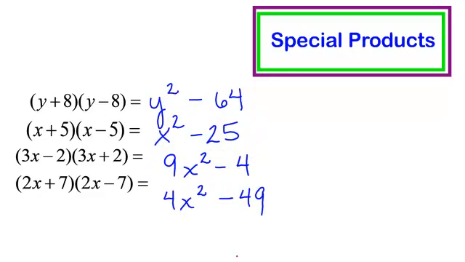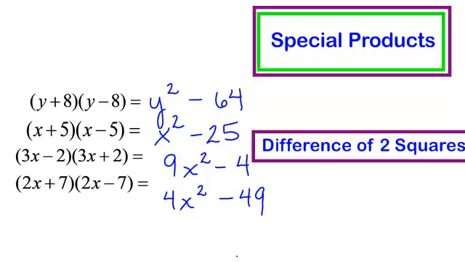It's not a fancy name. You see the minus sign? That's the difference. There are two things here, and they're both perfect squares. These are called the difference of two squares. They have a minus sign, difference, two things, and they're perfect squares. So you don't necessarily have to know that these are differences of two squares yet, but when you start factoring, you want to be able to look at something very quickly and say, oh, that's a difference of two squares.